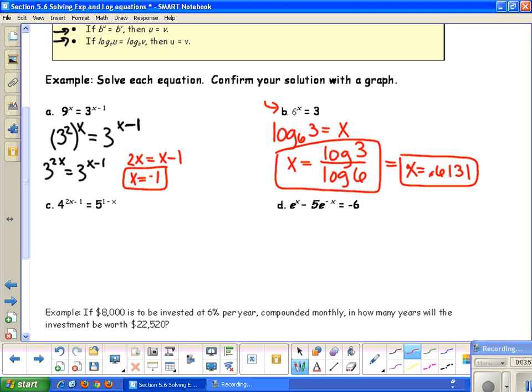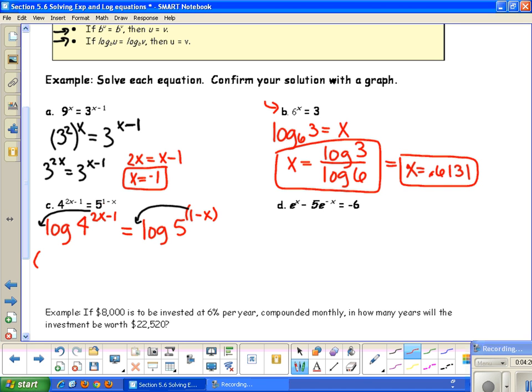So I'm going to take the log of both sides. So this is going to become the log of 4 to the 2x minus 1 equals the log of 5 to the 1 minus x. And we're allowed to do that because if we take the log of both sides, it doesn't change my equation at all. So then I can go ahead and bring this down in front by my power property.